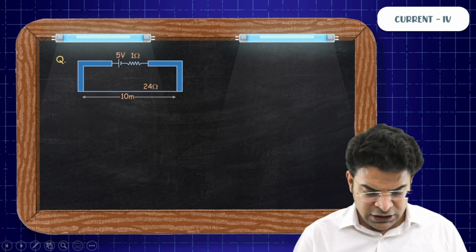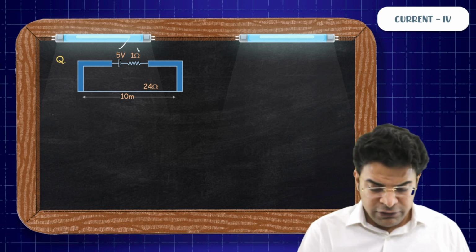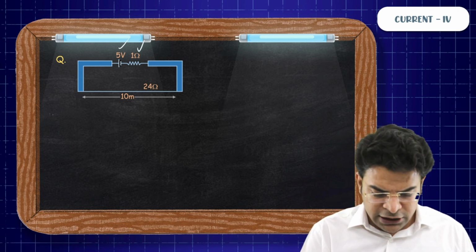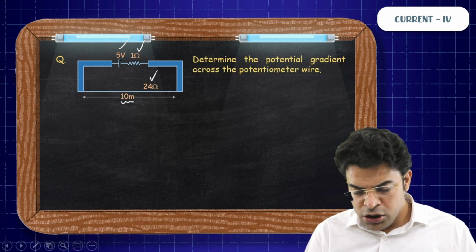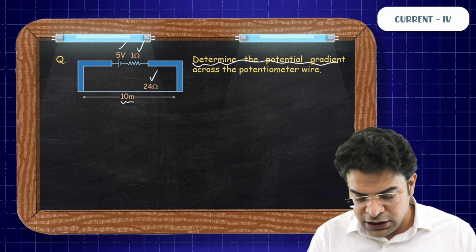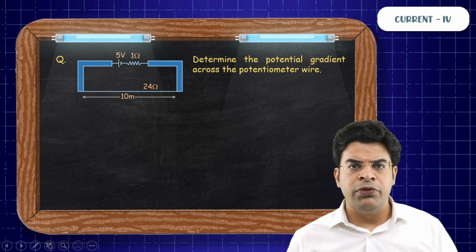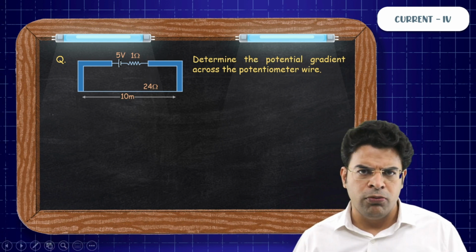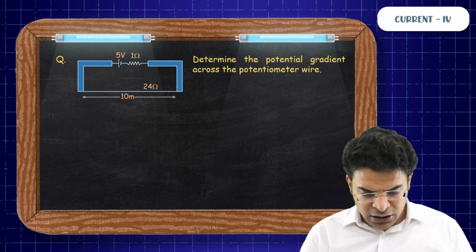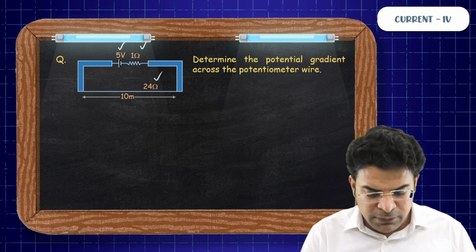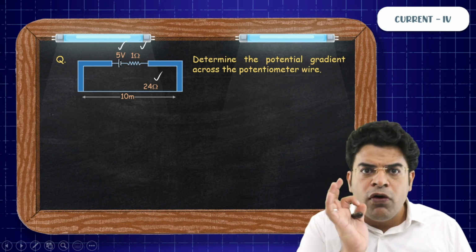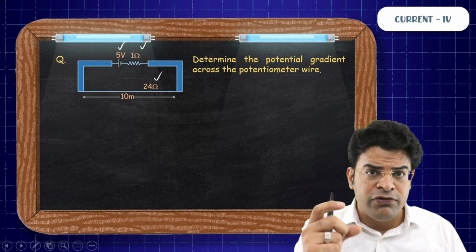The question goes like, there is a battery of 5 volt which has got internal resistance of 1 ohm. There is a potentiometer wire 10 meter long having a resistance of 24 ohm. Question is, determine the potential gradient across the potentiometer wire. So no need to mug up any ugly formula. What you will say here is that this cell drives the current. The resistance of the circuit is 1 plus 24, 25. So I know the current in the circuit. That will be 5 divided by 25.